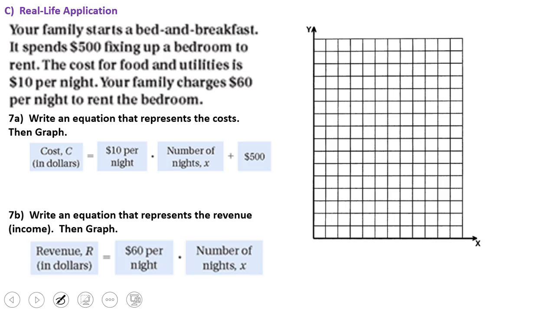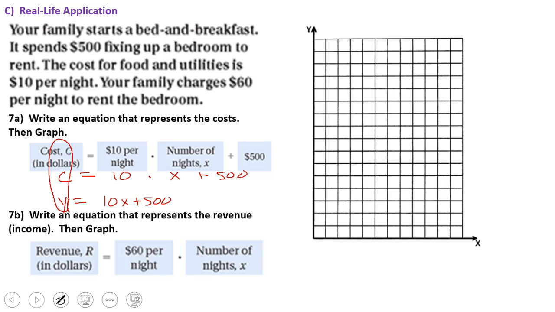Alrighty, so the first thing we're going to do is write an equation that represents the cost. I'm going to use red for that. So cost is equal to $10 per night plus the 500. So if we put that in normal terms, y equals 10x plus 500. That's how a lot of people like to write it, but you recognize that the cost in dollars, C and Y, represent the same thing.